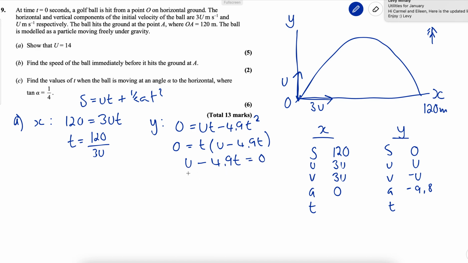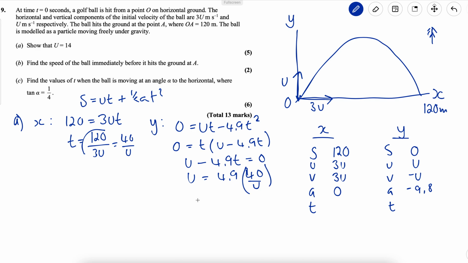Now if I rearrange this, u is equal to 4.9t. I'm going to substitute my value of t in from here. That's actually 40 over u. I could have simplified that, so I'm going to put 40 over u here. Now multiplying both sides by u, and then square rooting, I get u equals 14 meters per second, as required.